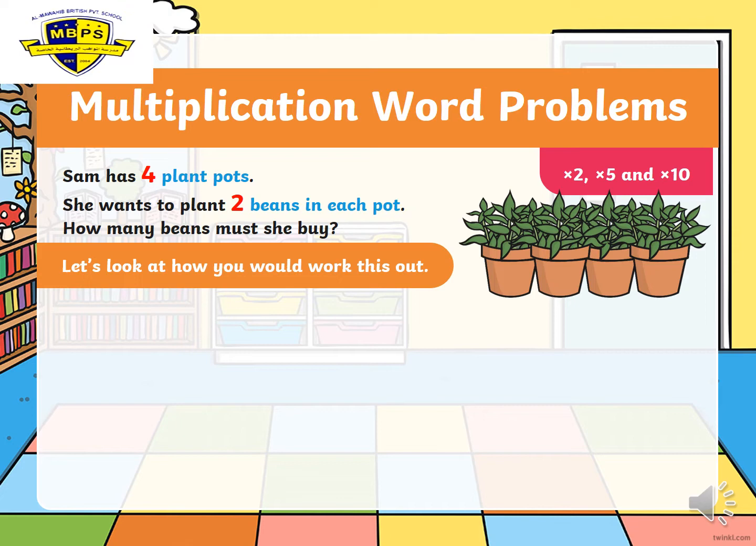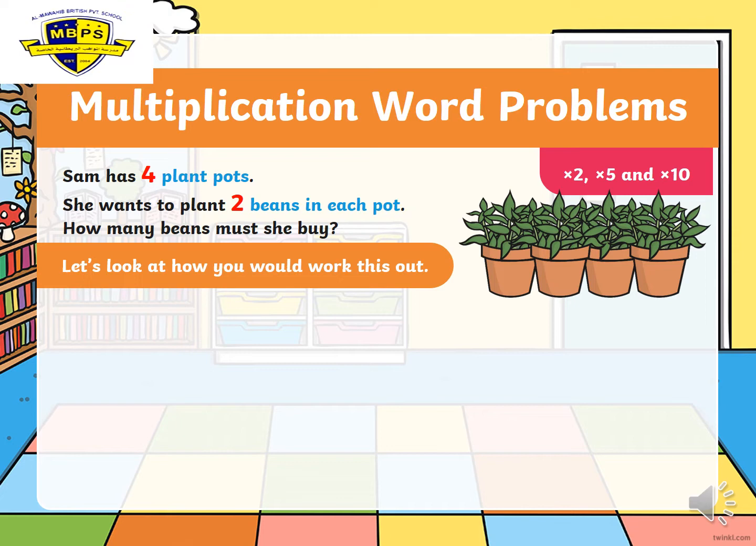Let's read. Sam has 4 plant pots. She wants to plant 2 beans in each pot. How many beans must she buy? I will explain now. Sam, you can see the picture here. She has 4 pots and she wants to plant 2 beans. She wants to put 2 beans into each pot. Now we want to know how many beans must she buy.